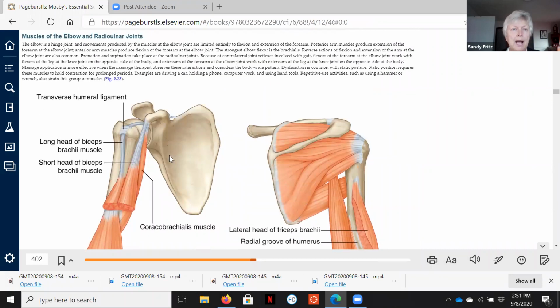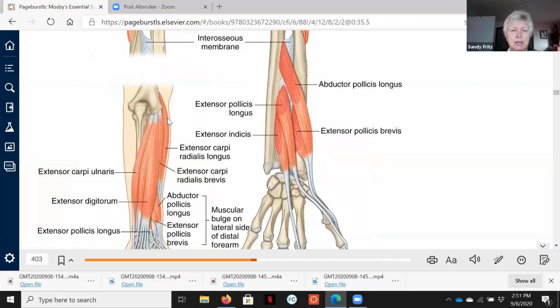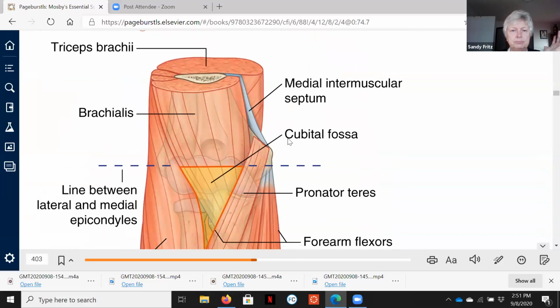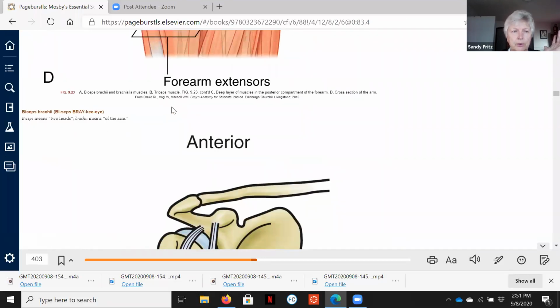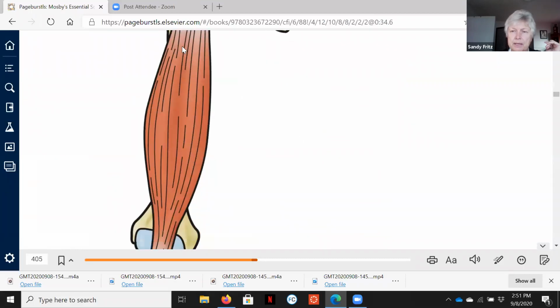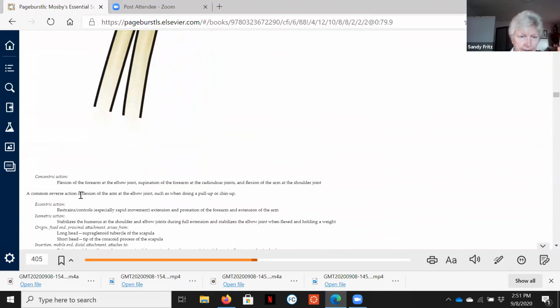So, okay, now we're on the elbow. That's our location. And here's your little atlas. And then here is our individual muscle, biceps brachii. You can make an assumption that this is a flexor or an extensor because it goes up and down. So when we look at this, it's a flexor. There's its concentric action.